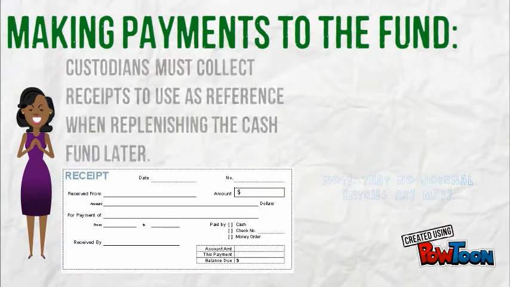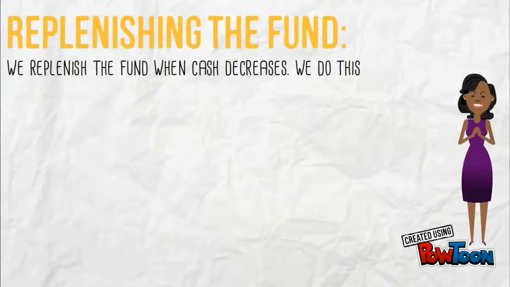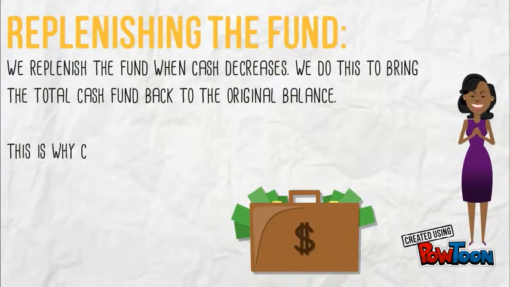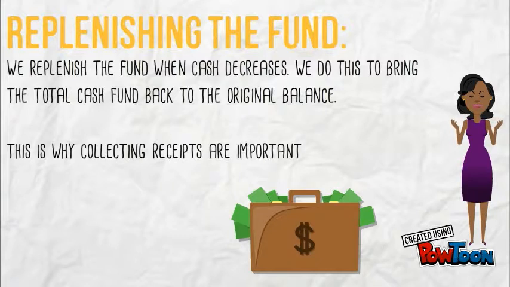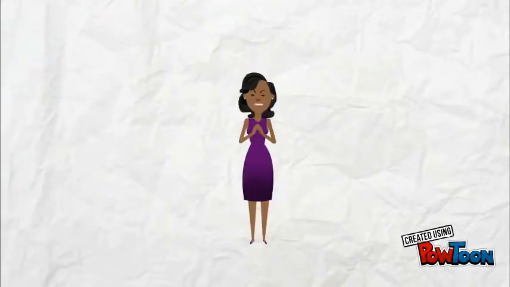So the last activity is replenishing the fund. We replenish the fund when cash decreases. We do this to bring the total cash fund back to the original balance. This is why collecting receipts is important to document the journal entry.